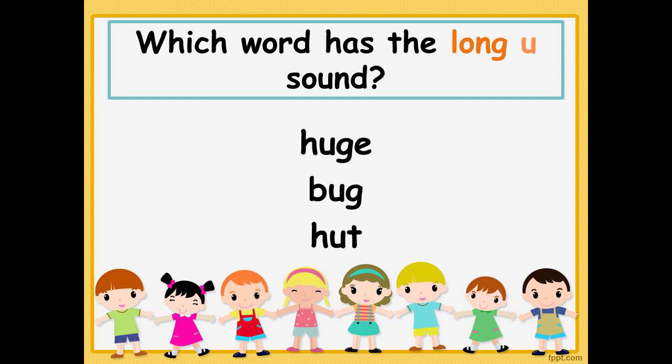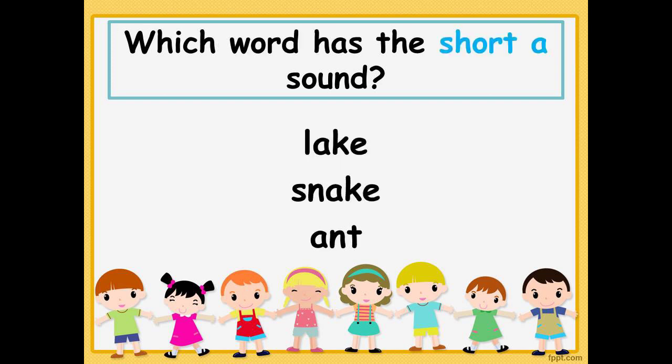Which word has the long U sound? Huge, bug, hut. You're right! Huge! Now, which word has the short A sound? Lake, snake, ant. Correct! Ant.